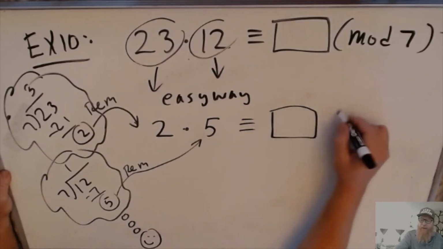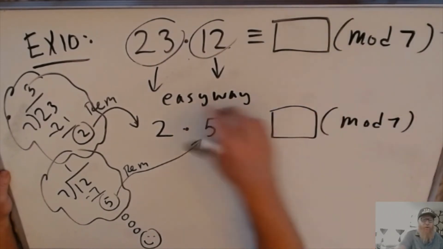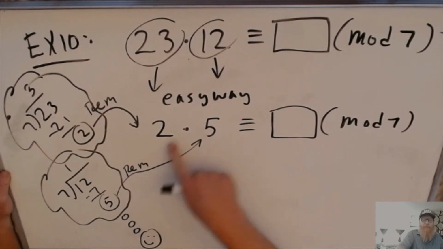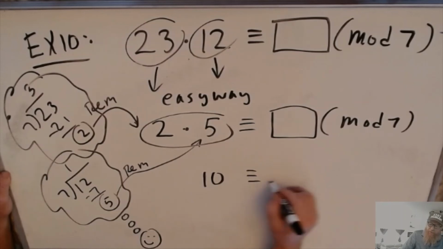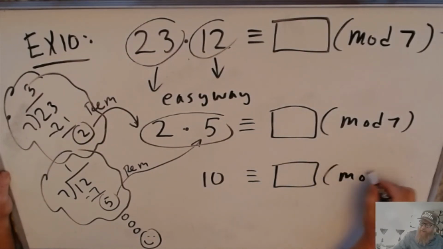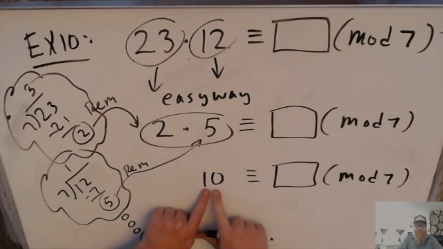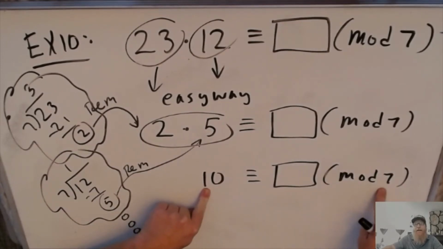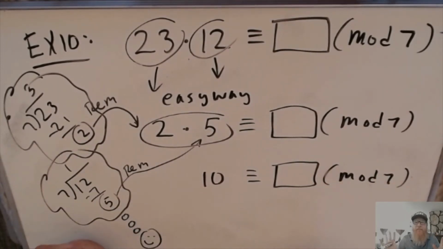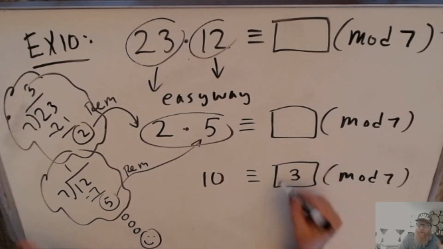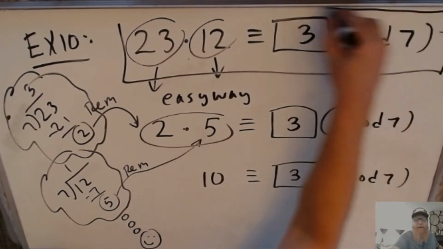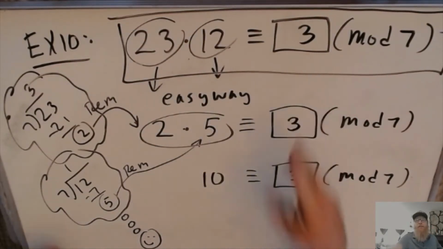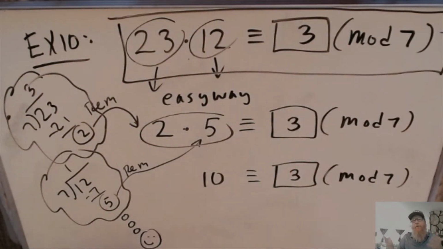So the easy way to do it is to turn your 23 into 2, turn your 12 into 5, multiply 2 times 5, you get 10. And now you could do it all with mental math. 10 divided by 7, all I care about is the remainder. What's the remainder? 3. And so that's your easier way to do it. You should still get the same answer, whether you do it the easy way or the hard way.